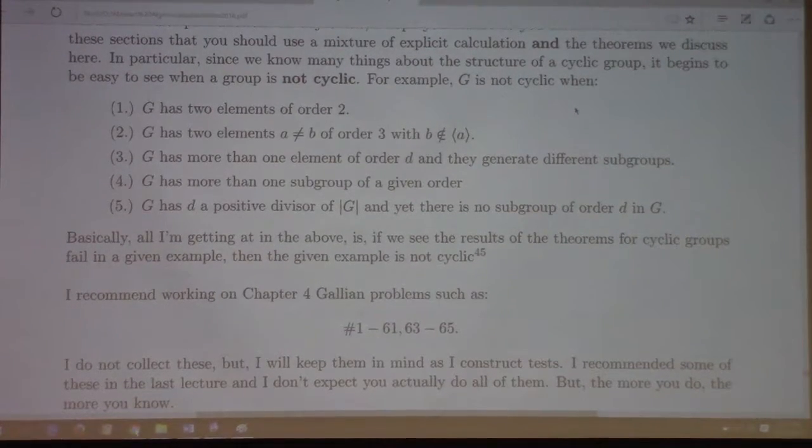So where the theorem of cyclic subgroups really gives to you is in proving things are not cyclic subgroups.